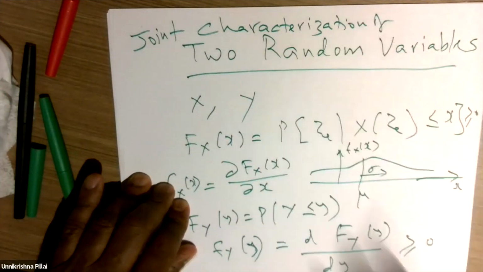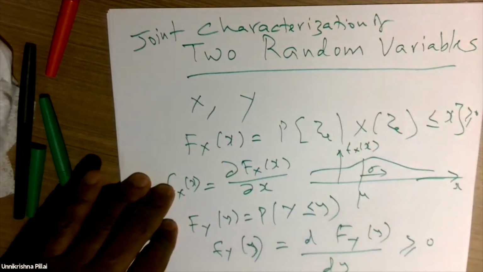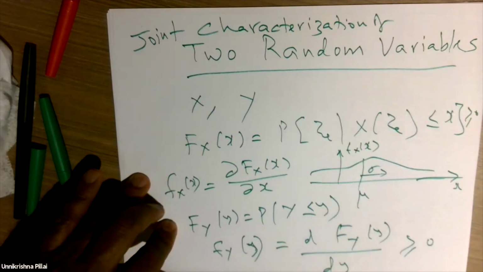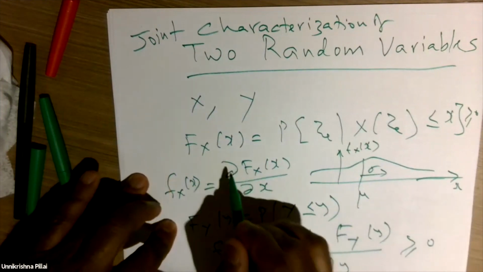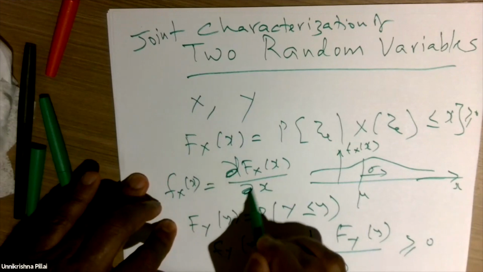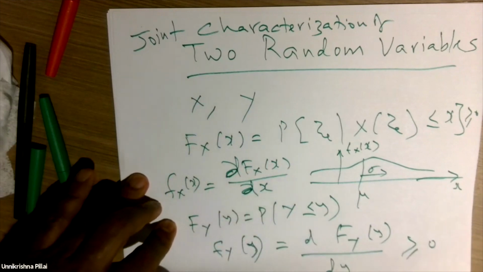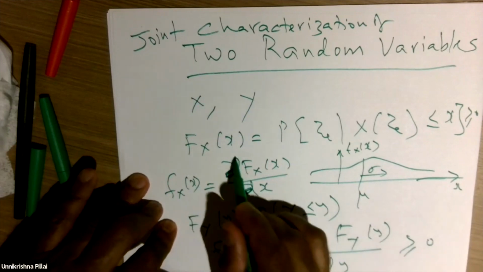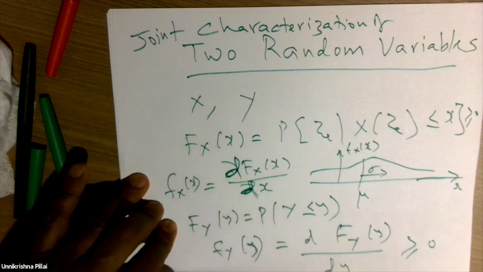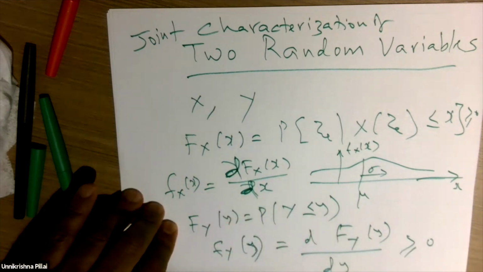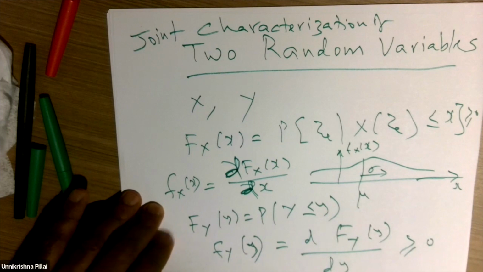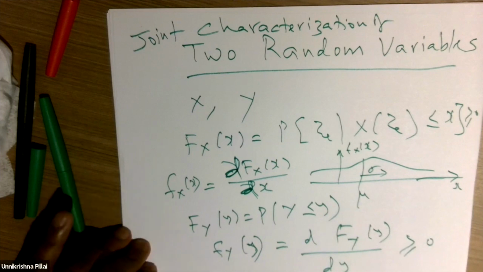Professor? Yeah. For X, you have the partial derivative with respect to x, but then for Y, you have the total derivative. Yeah, that was a mistake. A partial derivative is the same as the ordinary one here. I should have written just the ordinary derivative, right? Very good point.